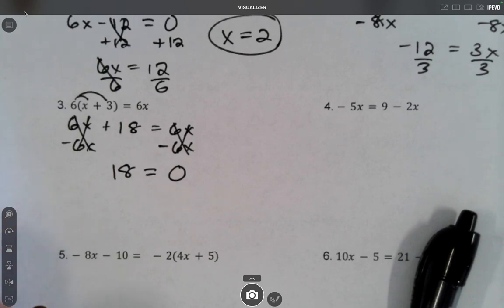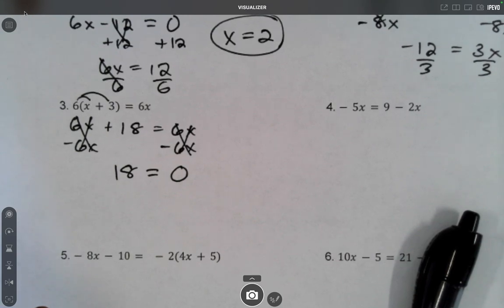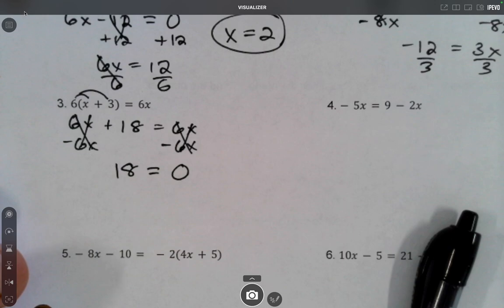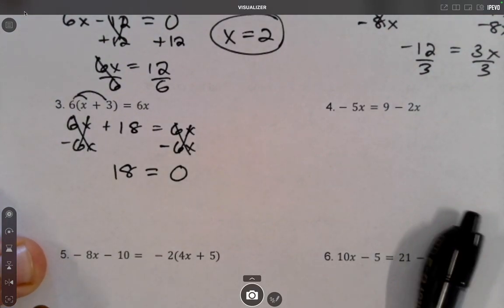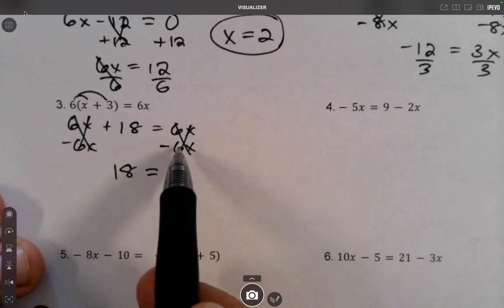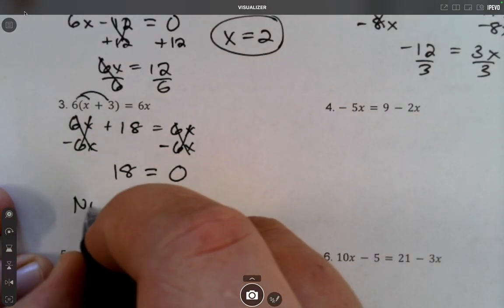As you may know, this is untrue. 18 does not equal 0. Now, believe it or not, we've not made any mistakes here. This is an answer we should arrive at. It's something that's untrue. And what that tells us, when the variables disappear and the result is not a true statement, is that we have no solution.